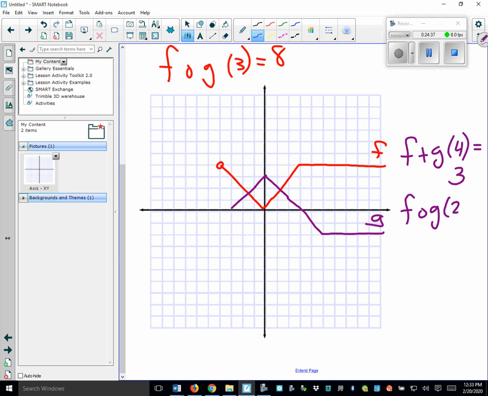What is f of g of 2? What's g of 2? g of 2 is 1. So what's f of 1? f of 1 is like 1.5. Okay. Wait, what's g of 2? g of 2 is 1. Oh, okay. I was looking at the rest for g.